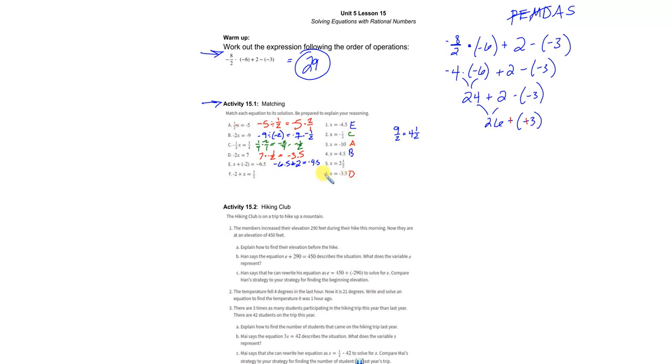And by process of elimination, this last one must be 2.5. And -2 plus 2.5 would end up at just a regular half. So there we go. There are the match problems.